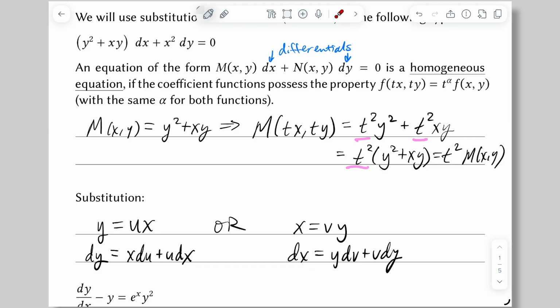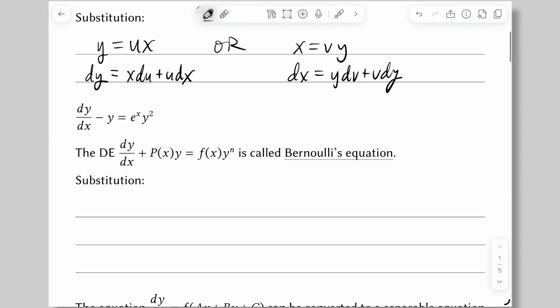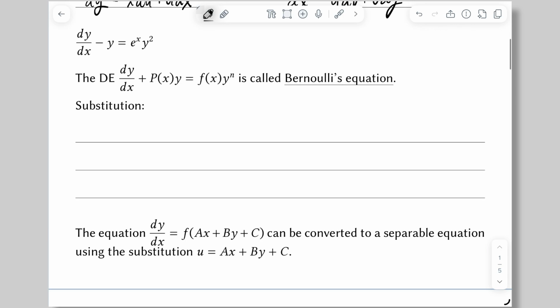If we have coefficient functions, one of which is simpler than the other, in this case x squared is simpler, I would choose to make dy more complicated, because distributing x squared into x du plus u dx is a little bit easier than foiling y squared plus xy times a replacement for dx, which would be two terms. Again, we'll get into all that in my example video. For now, we're going to move on to the next type of equation.